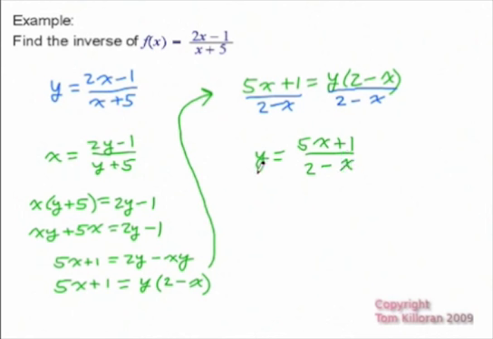And lastly, we have to remember to change this y, this last y we end up with, into inverse notation. So to be f inverse of x is equal to this new function 5x plus 1 all over 2 minus x. And that would be our inverse of the original function that we have.